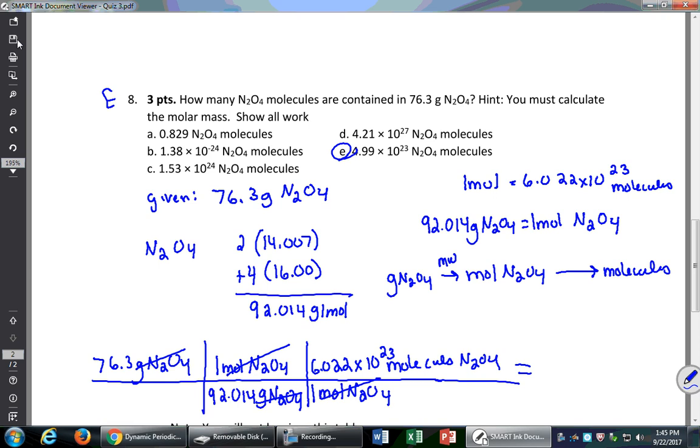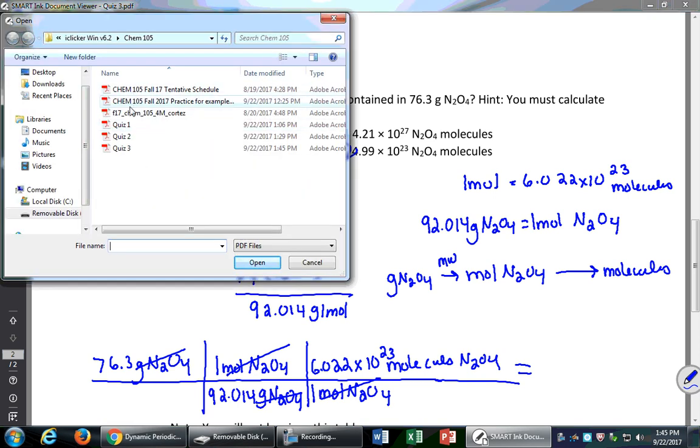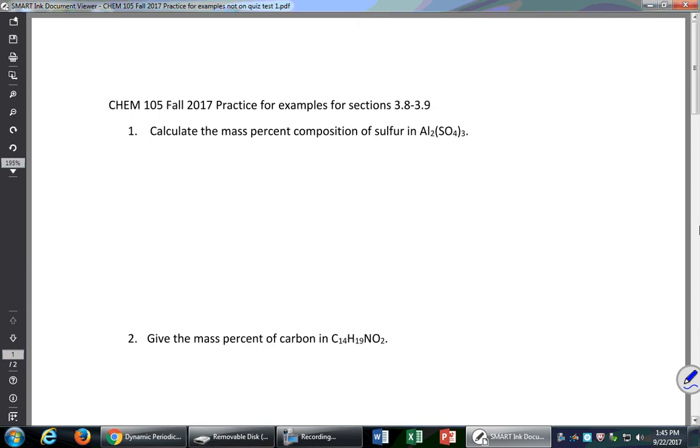And these will be on your test. Well, not these exact ones, but examples like it. So these are all things we talked about today. The first one is percent composition.